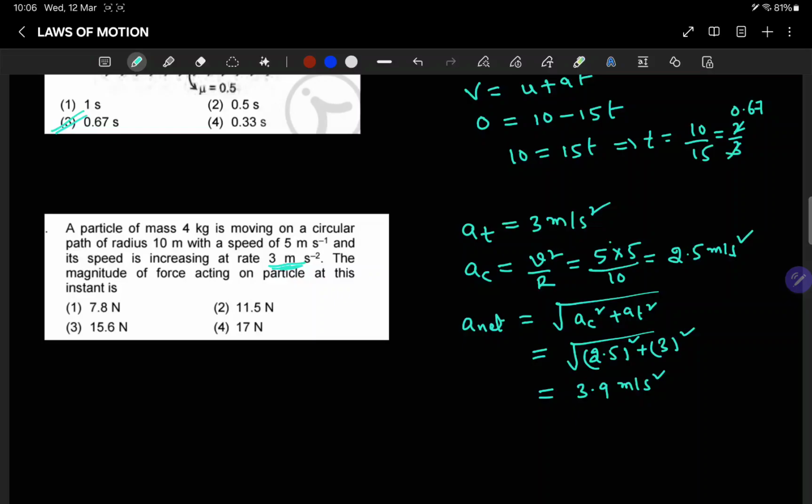The question asks for the magnitude of force. You know very well, magnitude of force F equals mass into acceleration. Mass here is 4 kg, acceleration 3.9. So 4 into 3.9 is nearly 15.6 newtons, students. Option 3 is given. Okay. Non-uniform circular motion, tangential acceleration, centripetal acceleration, net acceleration, important formulas, students. I think everyone is clear.